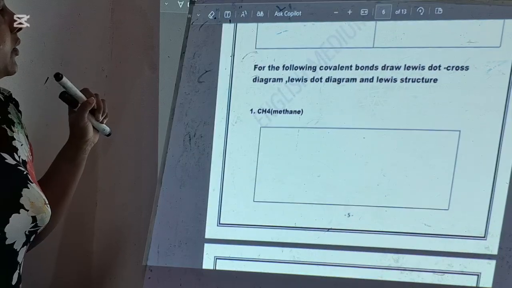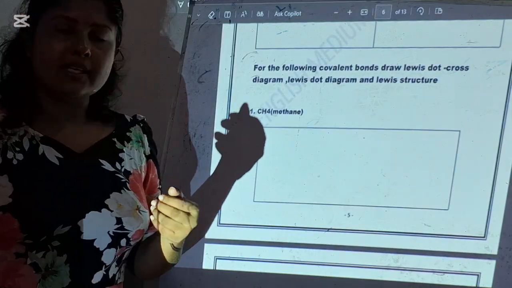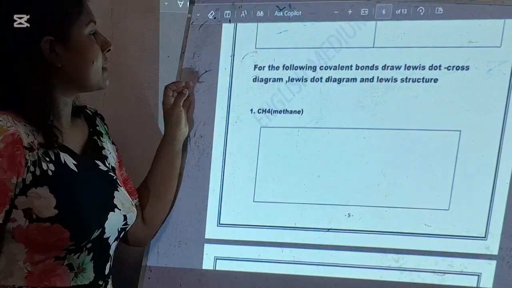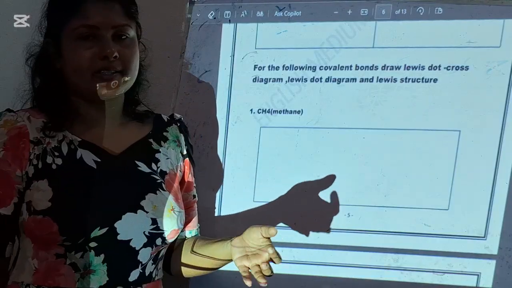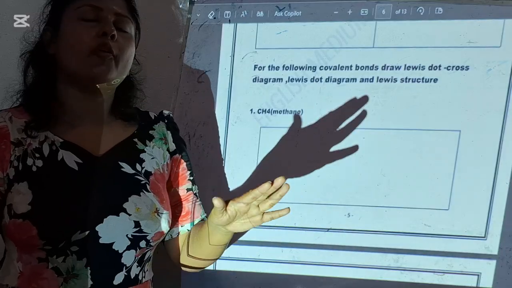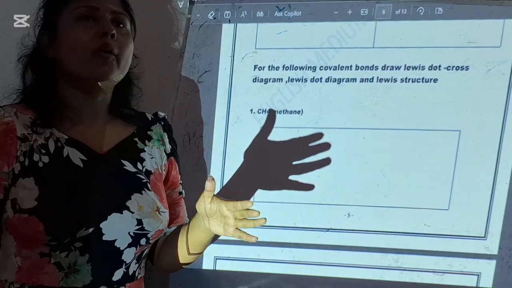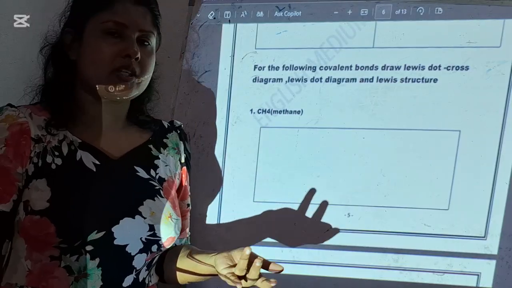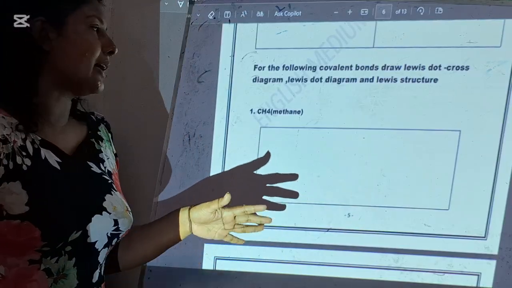We are going to learn, as the next part of the lesson, Lewis structures and their types. Here we show bonds only for covalent bonds, not for ionic bonds. We are going to draw some special structures.